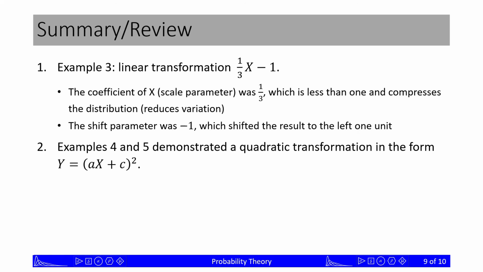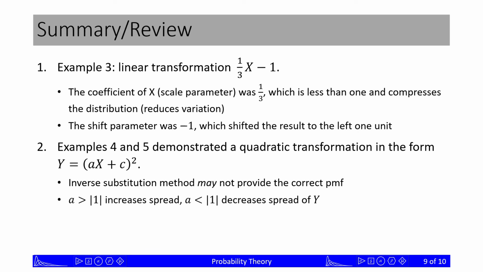In examples 4 and 5, we used a quadratic transformation that had the form y equals, inside parentheses, a times x plus c, quantity squared. If 2 or more values of x in the support of the original PMF result in the same value of y, the inverse substitution method will not work for all values of y. So it's always a good suggestion to use a table to verify the mapping from x to y is 1-to-1.